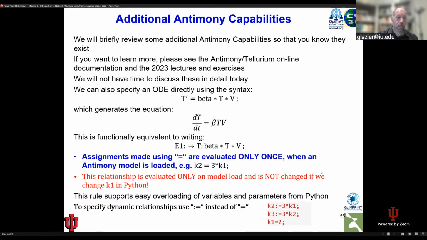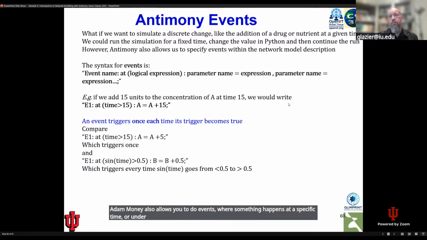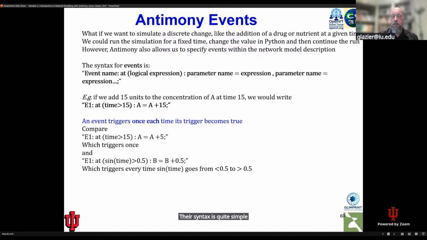I have slides about that, which I'm not going to have time to go over today. Antimony also allows you to do events where something happens at a specific time or under a specific condition. Their syntax is quite simple. I can name the event, I don't have to, then at, and then a logical expression, colon, and then something that happens. At time greater than 15, A equals A plus 15. That at time 15 adds 15 to A.